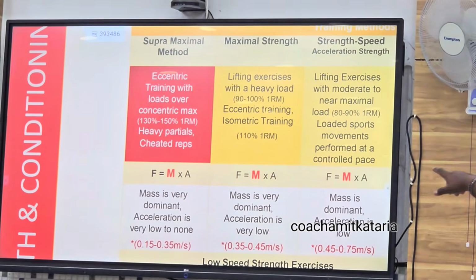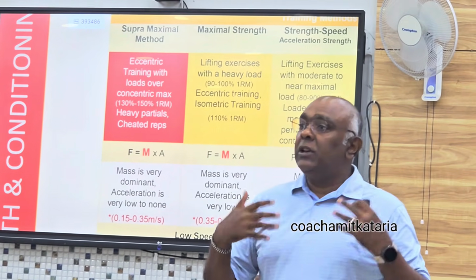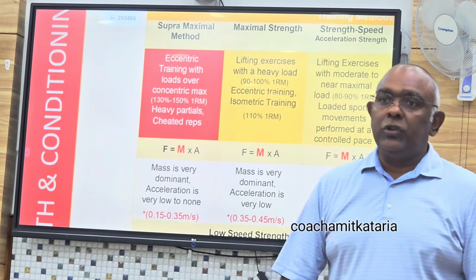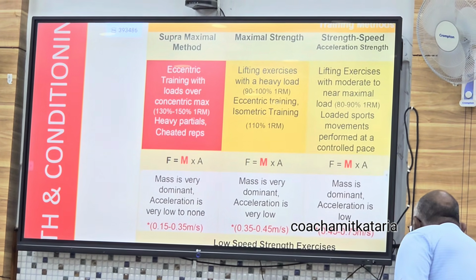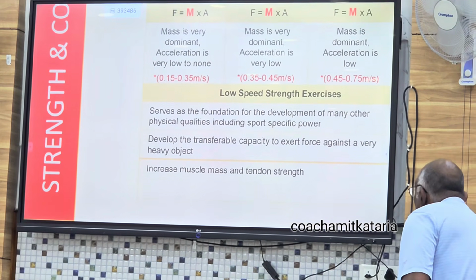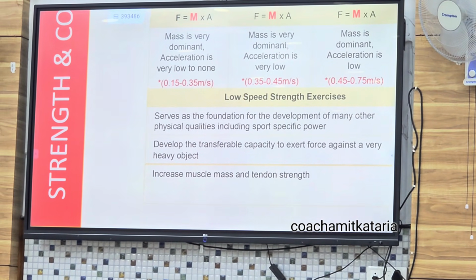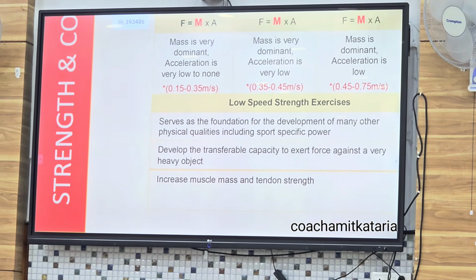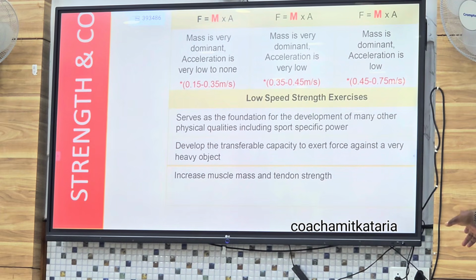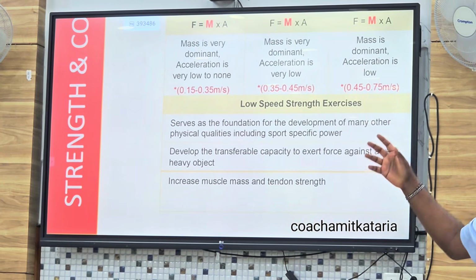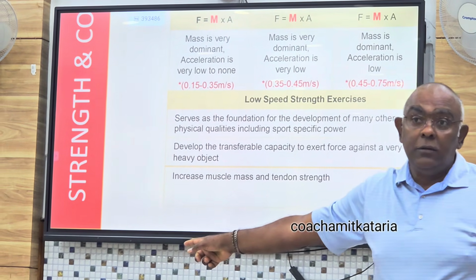So that's why my eccentric loading, my lifting, all will be quite high up, because I'm focusing on the mass part of that force formula. It's also called low speed strength exercises. What is the purpose? Again, increase of muscle mass, subjective, do I need it or don't I need it? But my main focus will be more on the tendon strength. Remember earlier we talked about the guy who was trying to hold a tree. So this is why the tendon strength is important.